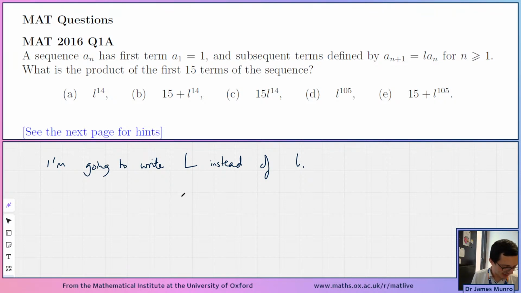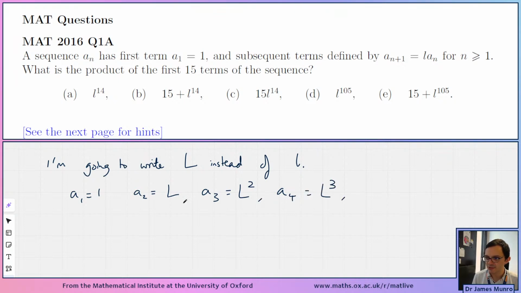I just know all these L's are going to cause me problems. There's also numbers in there like 14. Okay, so the first one, A1 is 1. Yes, again, now I'm not panicked. A2 is, well, they're getting multiplied by L each time. So let's work out a few of these.